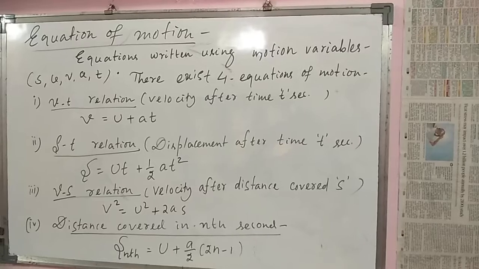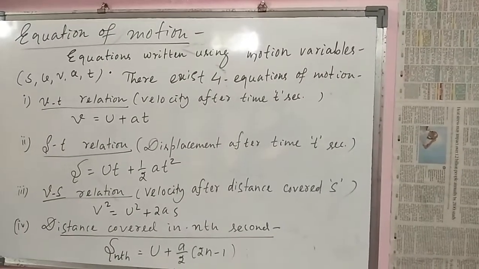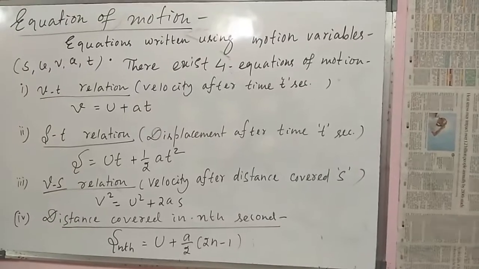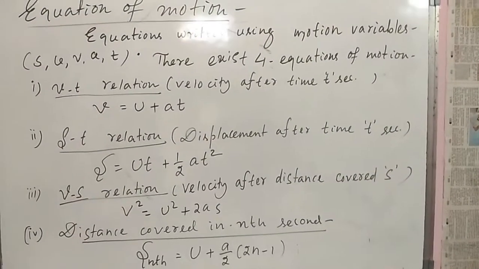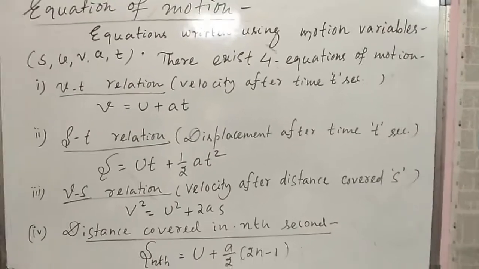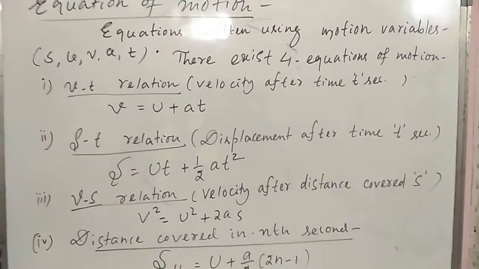Afternoon everyone. So today we will start equation of motion. What is equation of motion? Equation of motion is the equation written using motion variables. What are the motion variables? S means distance or displacement, U means initial velocity, V final velocity, A acceleration, T is time.